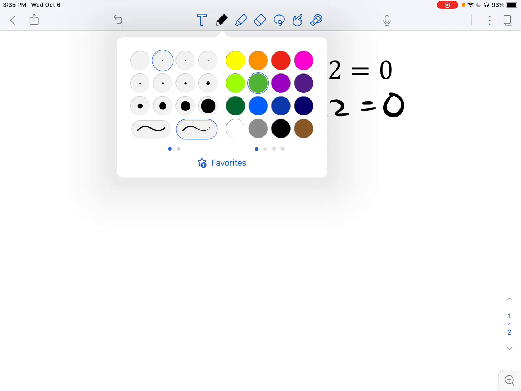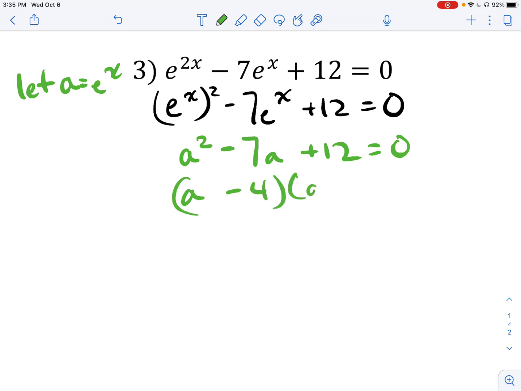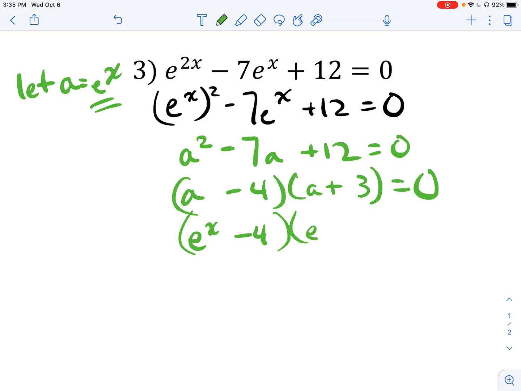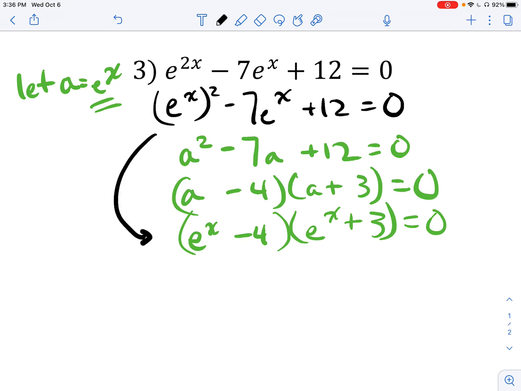And if that still doesn't work for you, then go ahead and write something like a being equal to e to the x. In which case, this would be a squared minus 7a plus 12. And factor this quadratic here. This is a minus 4 times a minus 3. And now if I sub back in what a is equal to, this is e to the x minus 4 times e to the x minus 3. Honestly, you didn't have to define e to the x in terms of some other variable a. I often just see that it helps some students see the structure of the quadratic a little more easily. But if you wanted to jump straight from here to here, that's all good as well.